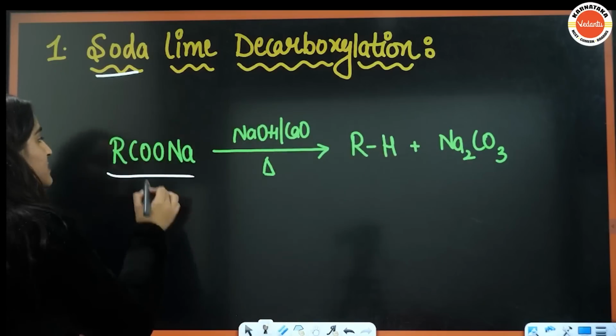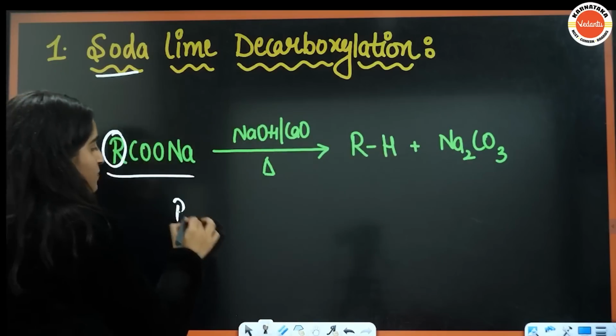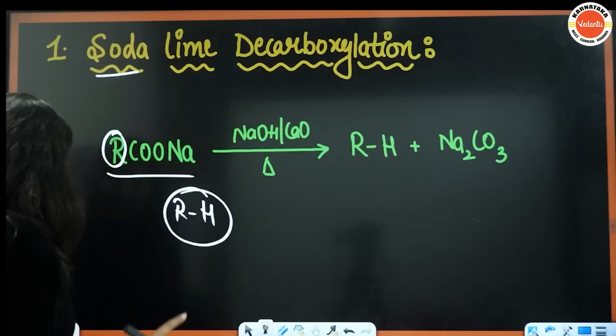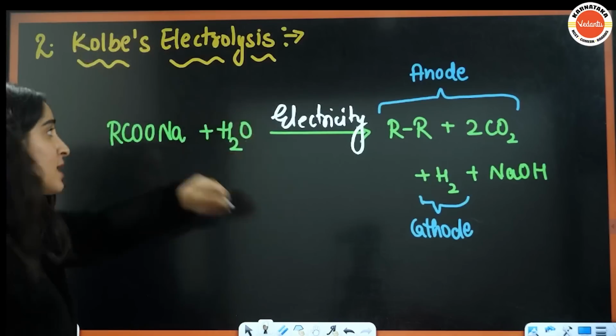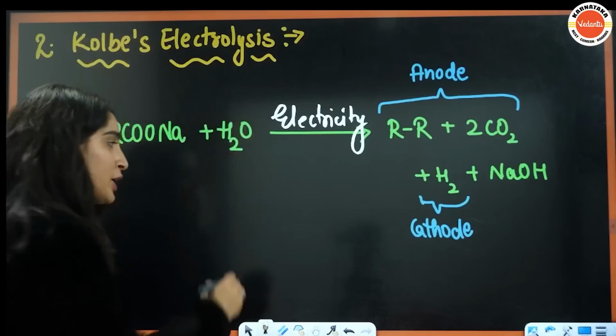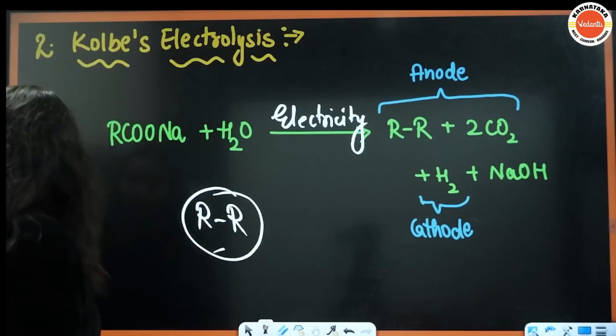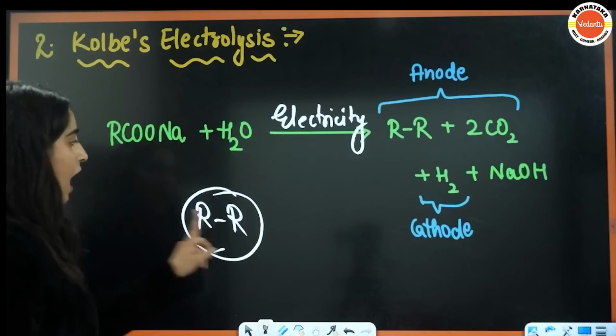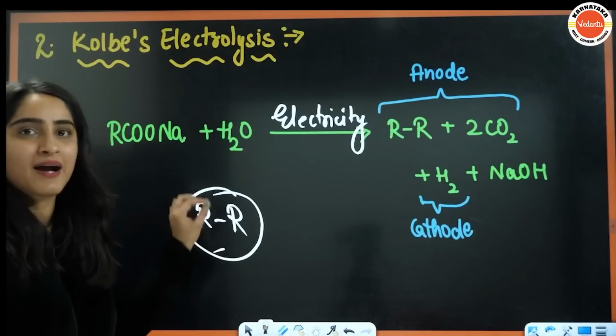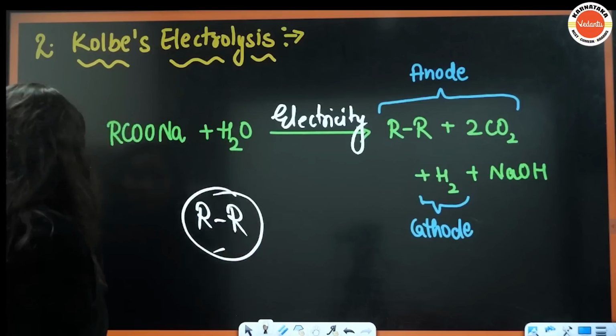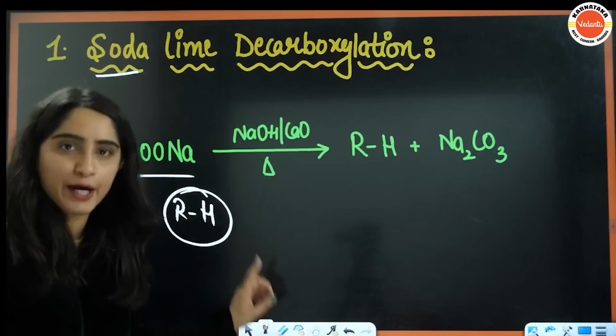Okay, so this is getting converted into R, and this particular one has RH. But in case of Kolbe's electrolysis, the same thing is getting converted into R–R. Always remember this: this is RH and this is R–R. The alkyl part is getting doubled here, whereas here the alkyl part has just the addition of hydrogen.